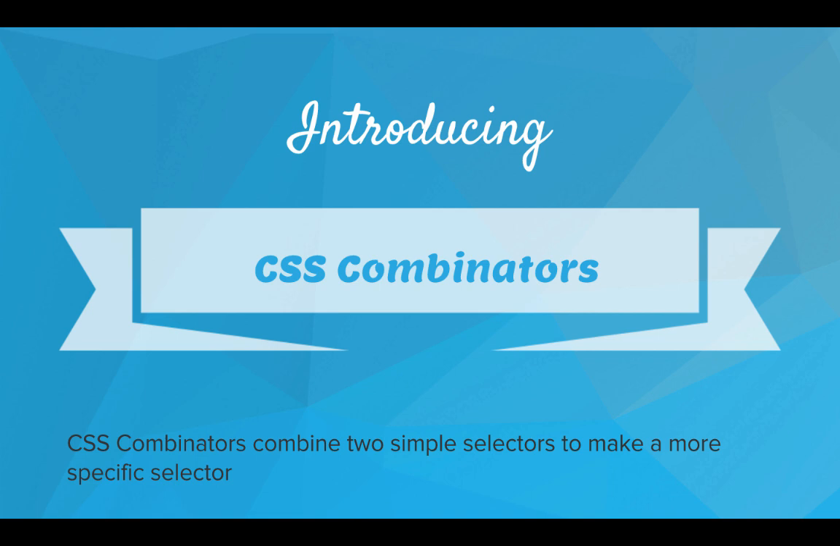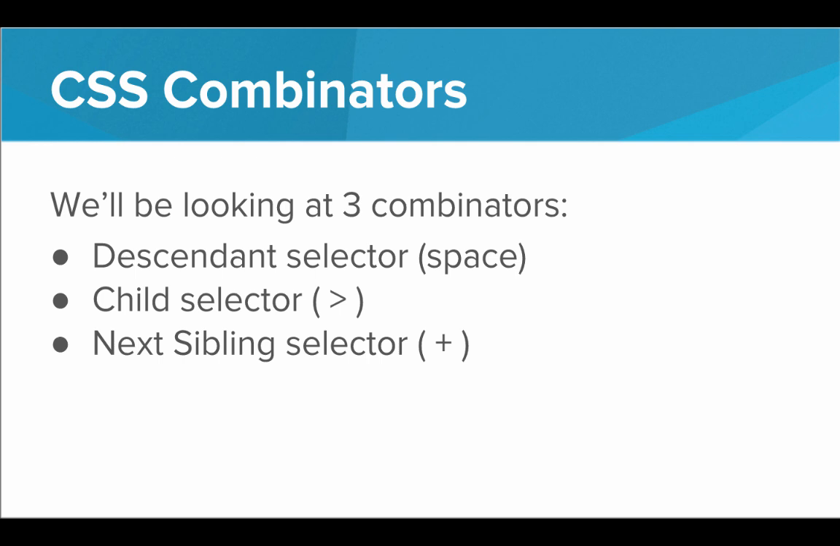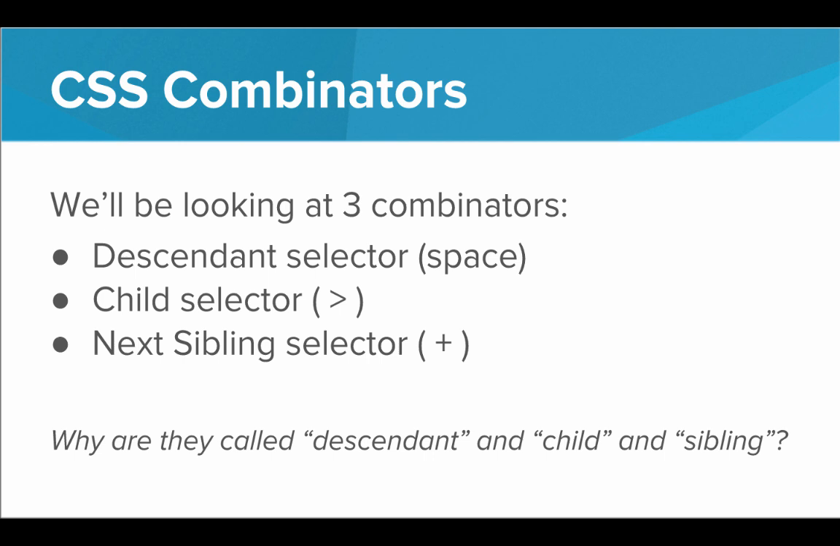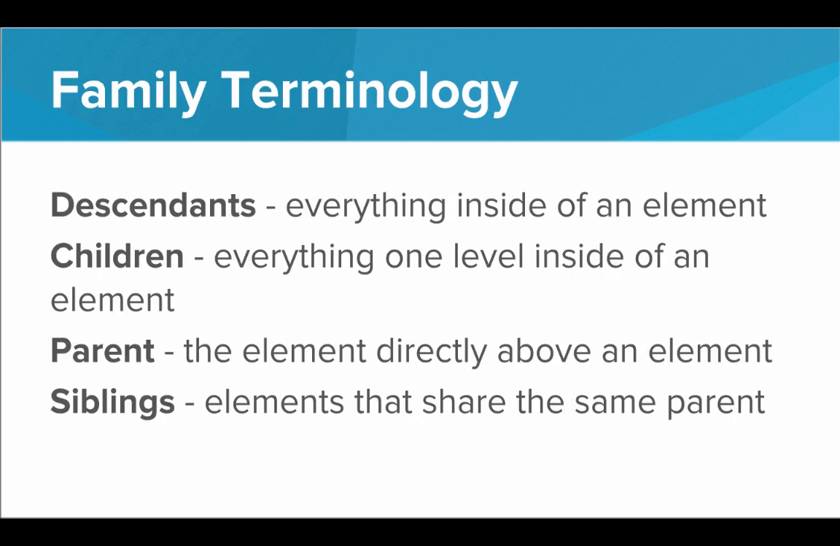And we'll see some examples of this. So we'll be looking at 3 different combinators. One is the descendant selector, one is the child selector, and one is the next sibling selector. Now these are interesting words to be throwing around when we're talking about CSS. So why are they called descendant, child, and sibling? Well, this all has to do with the family terminology when it comes to the HTML document.